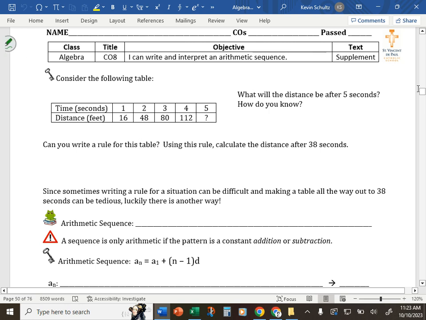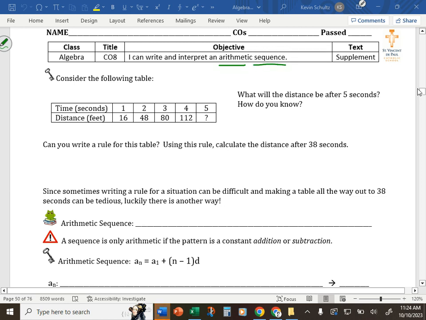Algebra, we are wrapping up Unit 1 with CO8, which is writing and interpreting an arithmetic sequence. We started talking about this yesterday. Your job was to do this top part, get as far as you could. But I want to go back to what arithmetic sequence means.